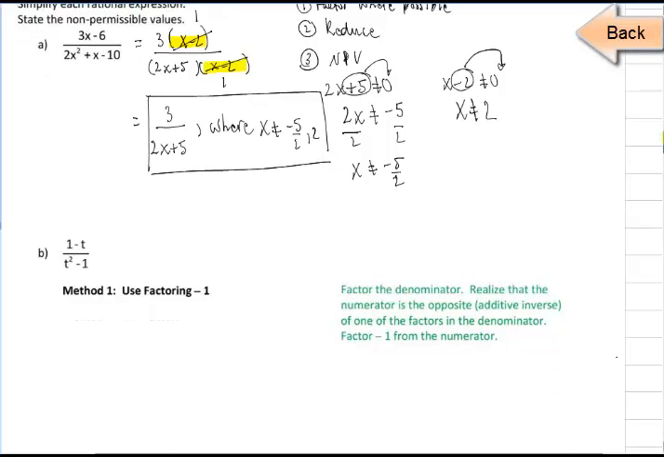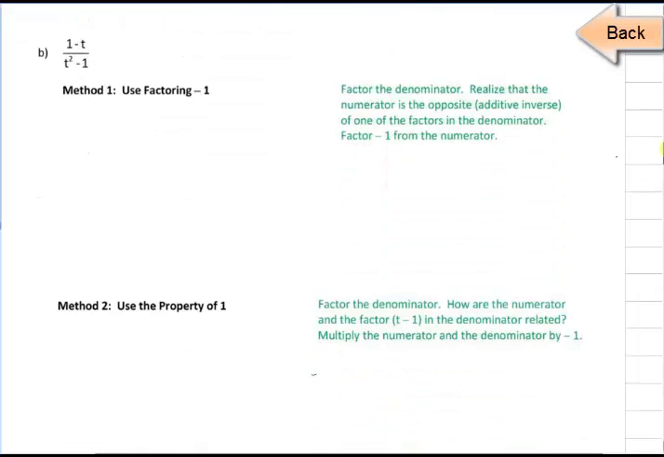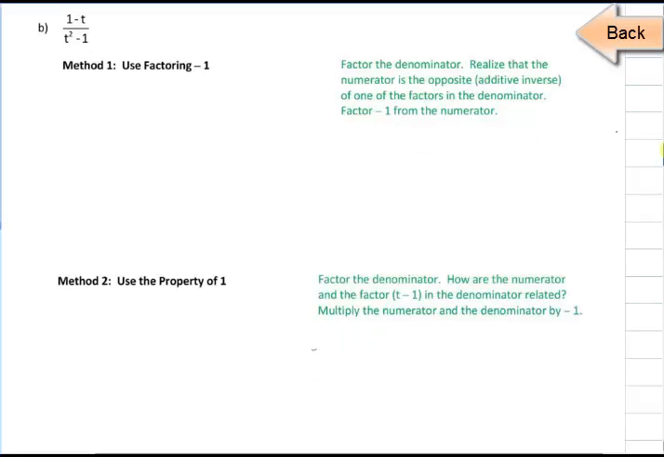Okay, in our next example, we're going to take a look at 2 different approaches, which will give us the same ending result. In our first approach, we're going to use factoring of negative 1 to simplify. And in our second method, we're going to use the property of 1, which means we're going to multiply by an expression which will be equivalent to 1.